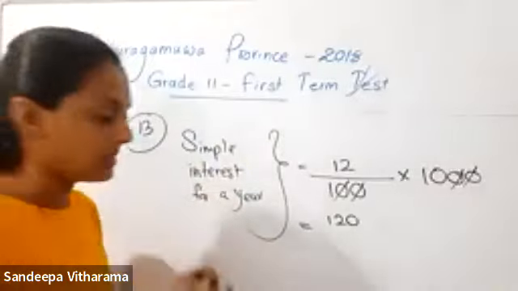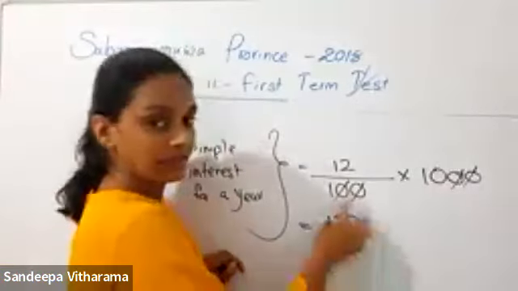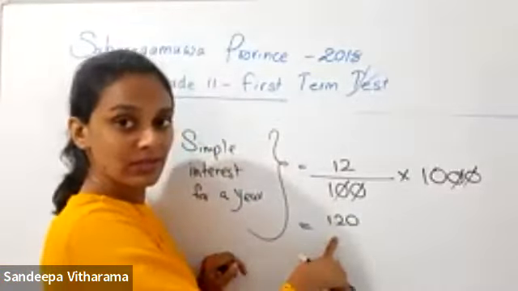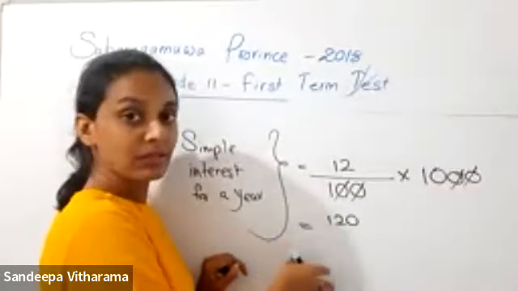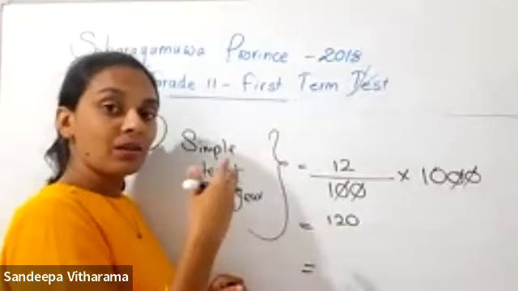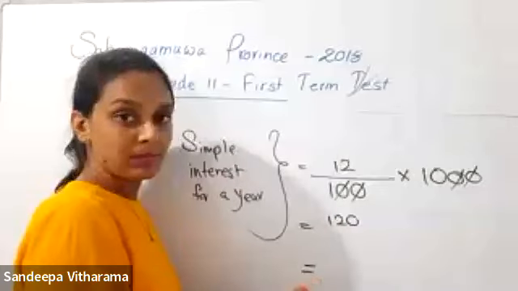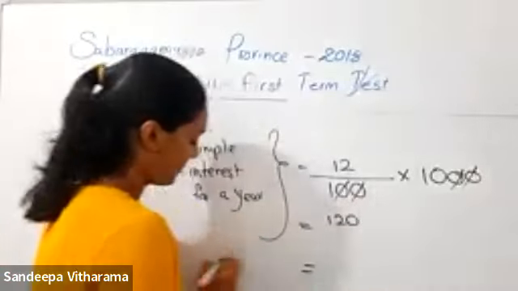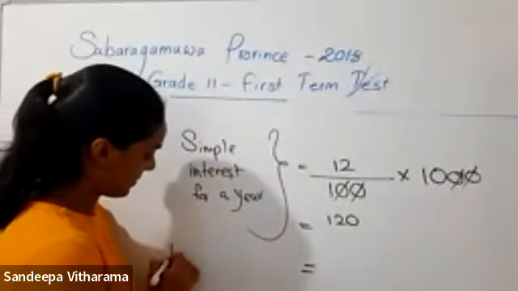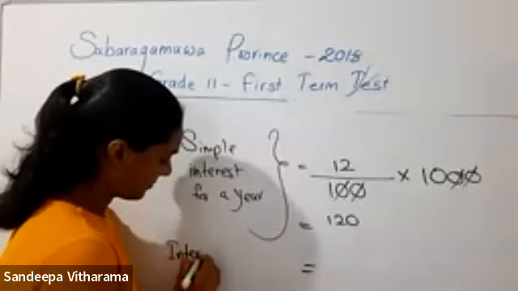6 months means this should be divided by 2, because 6 months means half of a year. This is for 1 year. Find for 6 months. Okay, interest for 6 months.